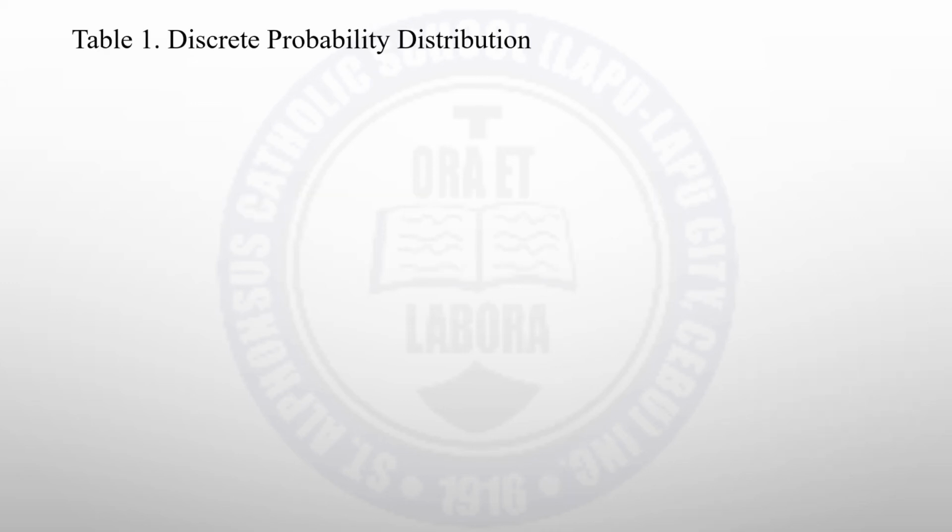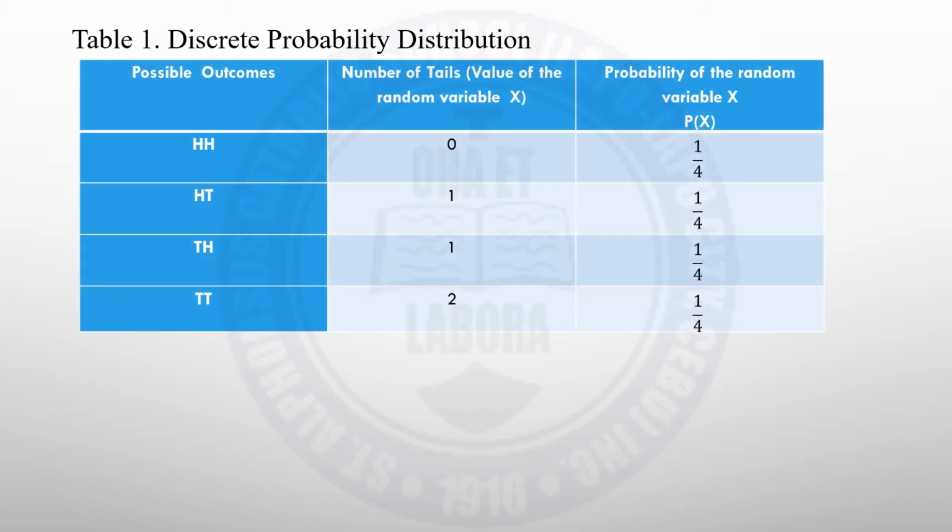For this table, we have the discrete probability distribution. As you can see in the first column, these are the possible outcomes when you toss a coin twice. So it can be head, head; tail and head; head and tail; and tail, tail. In the second column, it shows the number of tails, which is considered as the value of the random variable x. So we have 0, 1, 1, and 2.